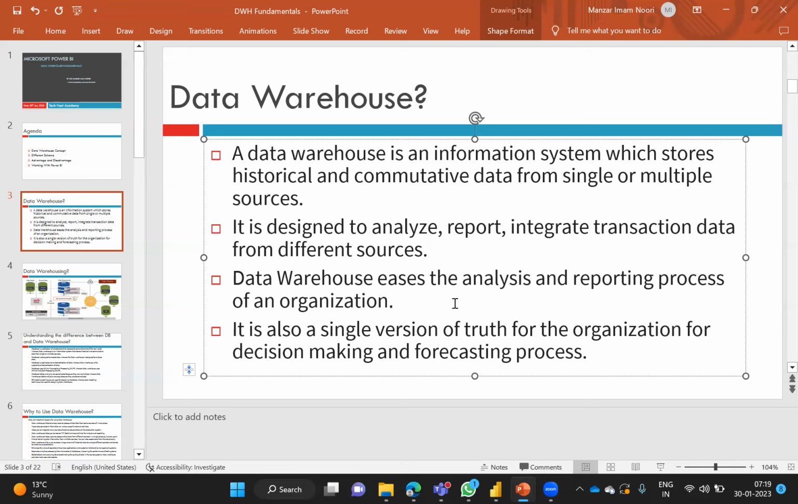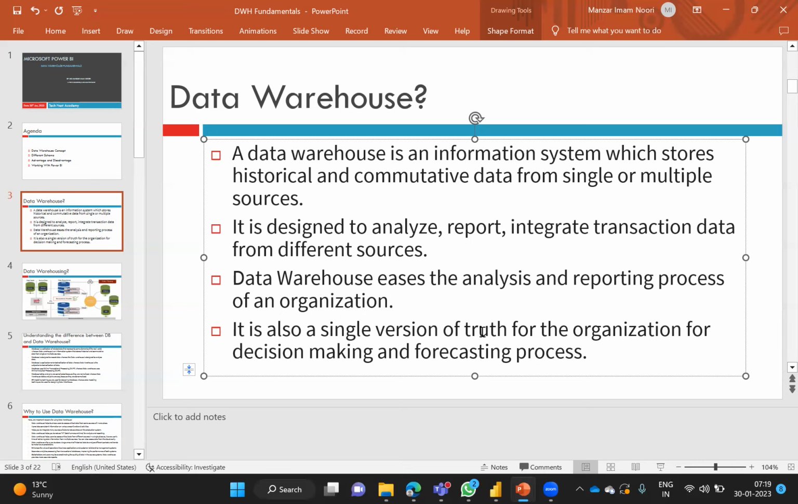Why everything is together at one place, right? And it is also a single version of truth. So you will find all the true data at one place. So this data will be correct. So before placing all the data into a data warehouse, there are so many rules and regulations applied, right?